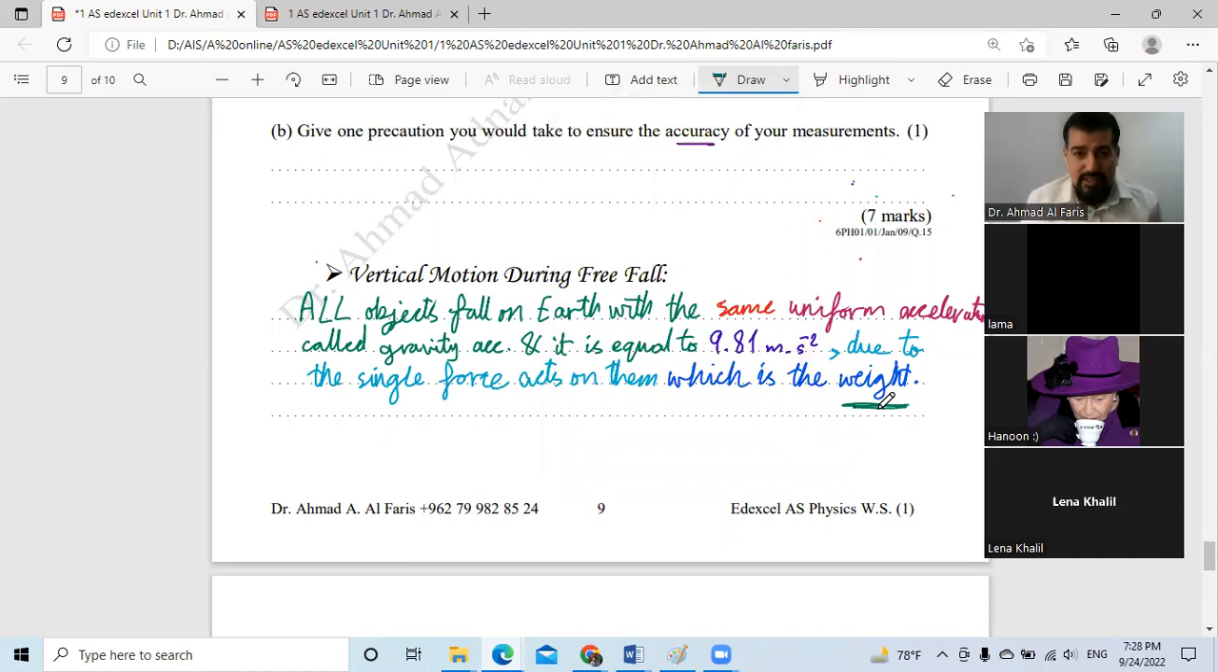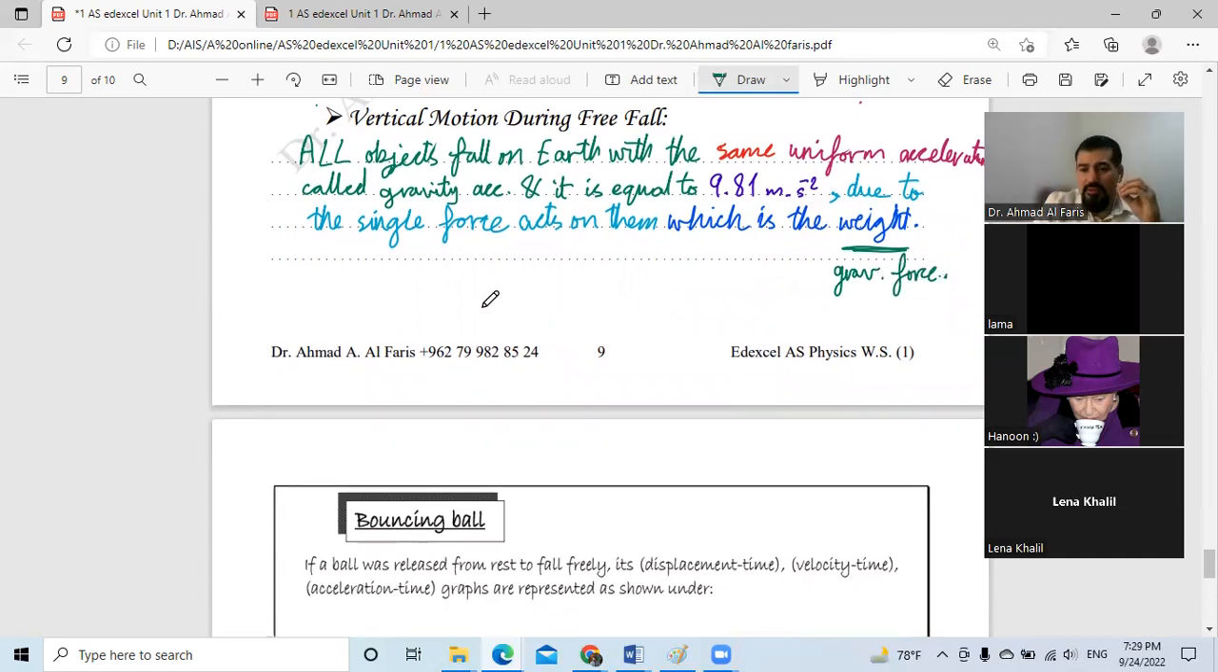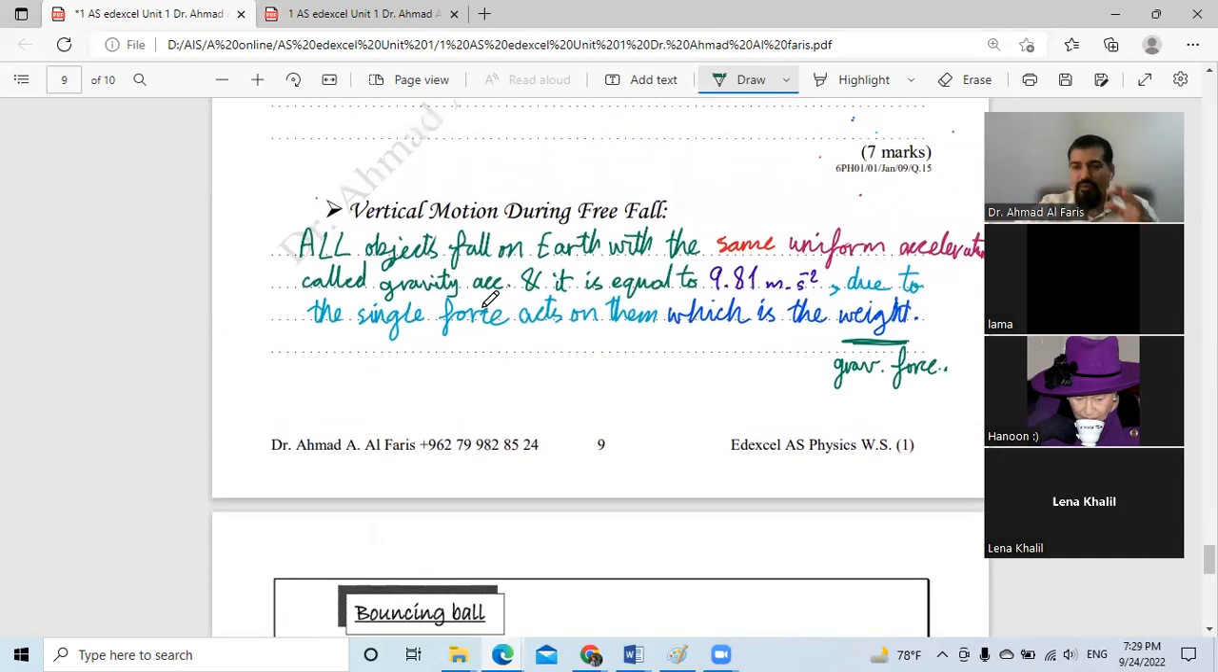Now because you are in AS Edexcel, you can't say gravity by itself. You have to say gravitational force, or gravitational field strength, or gravity acceleration, okay? Don't say gravity by itself, because gravity has several meanings, several uses. Gravitational field or gravitational force or gravitational acceleration is the terminology that we're going to use. We're not going to say only gravity. Okay? So the weight means it's the gravitational force. Let me write it down. Gravitational force.